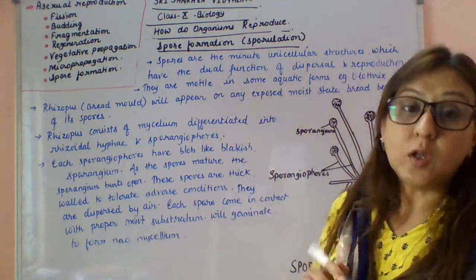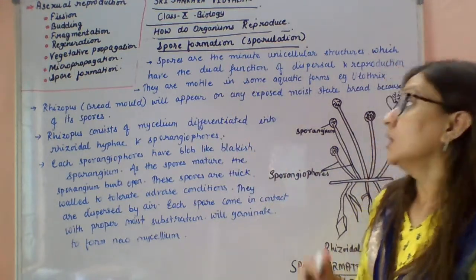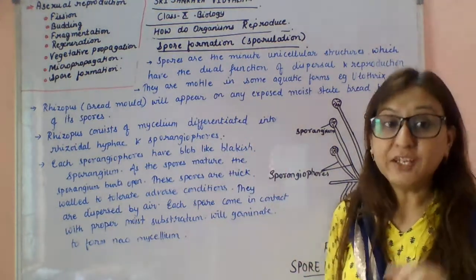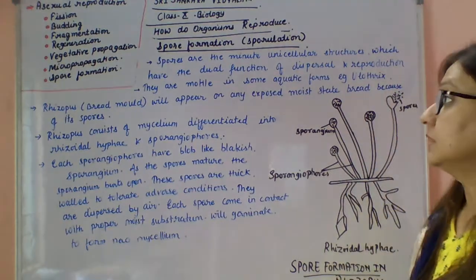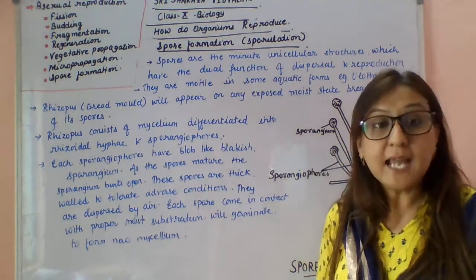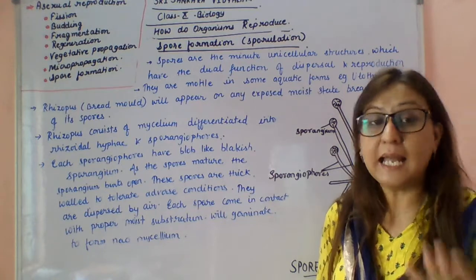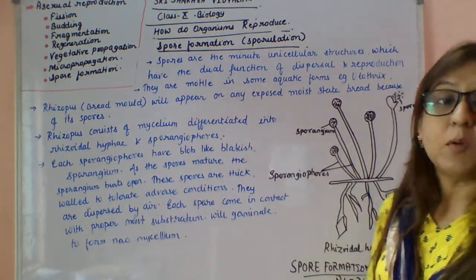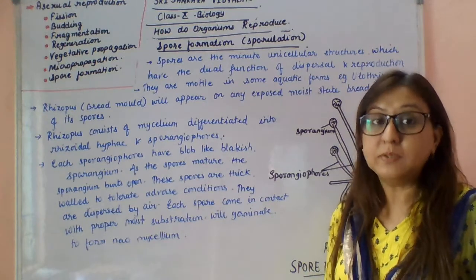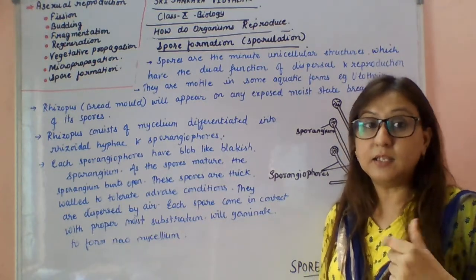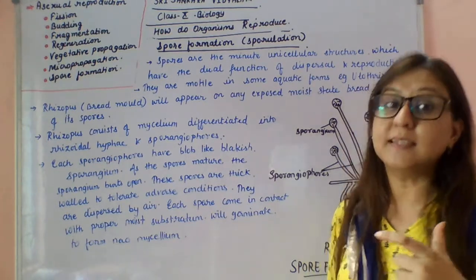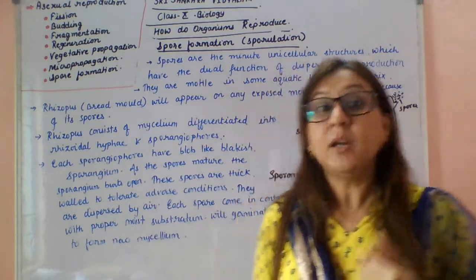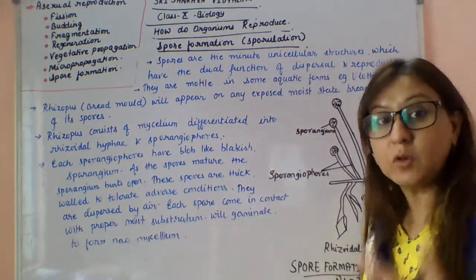Spore formation is also called sporulation. Spores are minute unicellular structures that have a dual function. They are responsible for dispersal as well as for reproduction. They are motile in some aquatic forms, like you can see in Ulothrix. Ulothrix is a green alga. There the spores are in motile form.